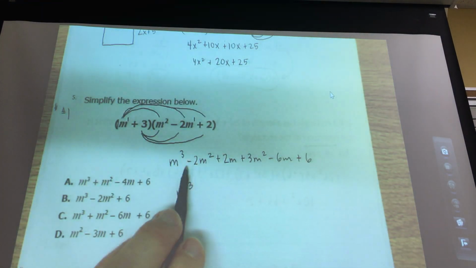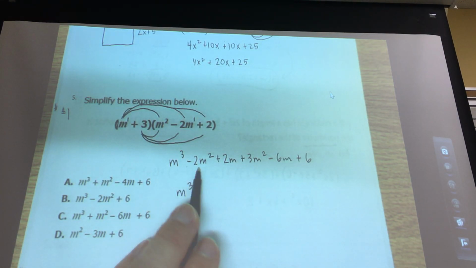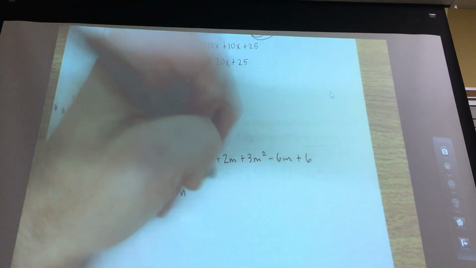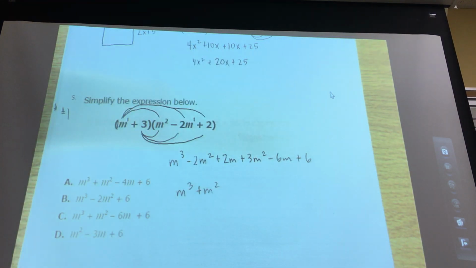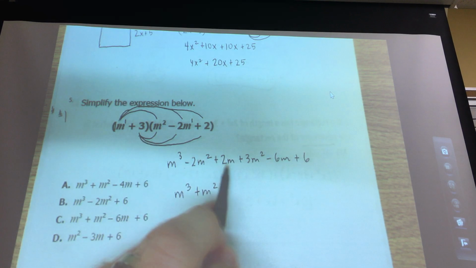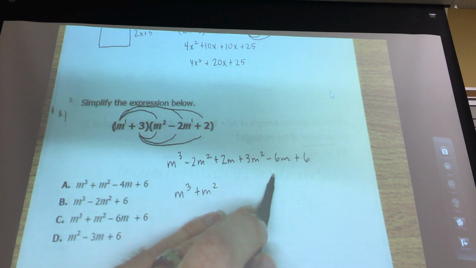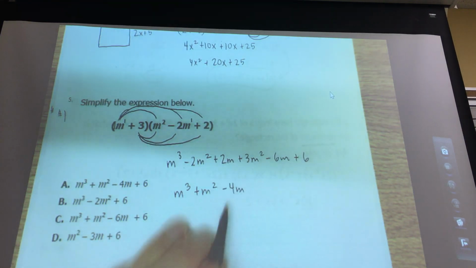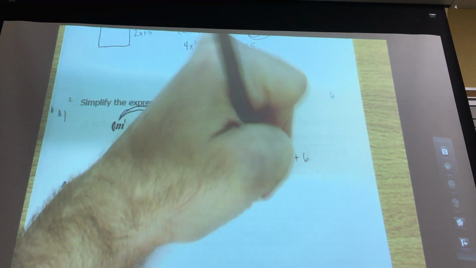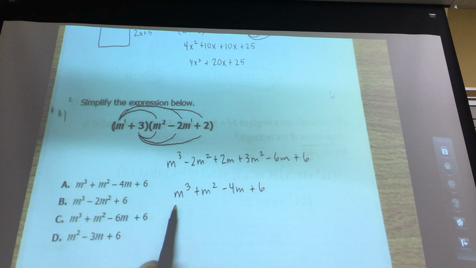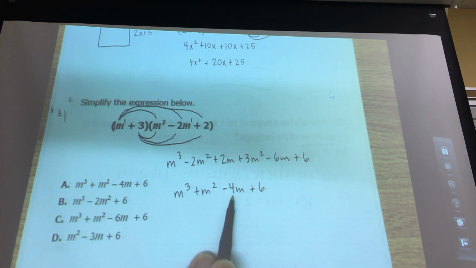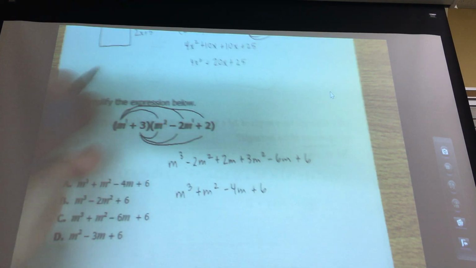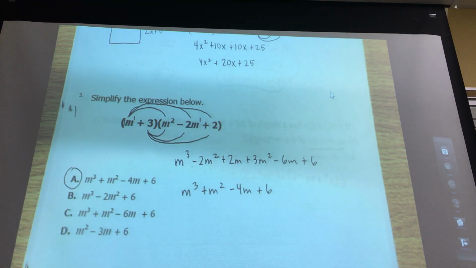Now we're going to combine negative 2m squared and 3m squared. Negative 2 plus 3 is positive 1, or just positive m squared in this case. We have 2m and negative 6m, which is going to be negative 4m. 2 minus 6 is negative 4. Then you're going to bring that positive 6 down. Then you've got m cubed plus m squared minus 4m plus 6, which is answer letter A.